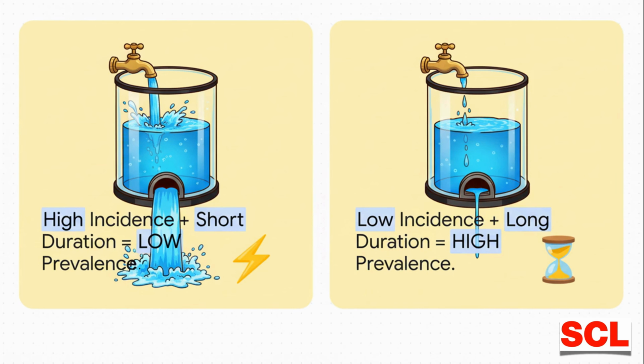Think about cholera. You might have a super high incidence, a fast inflow of water, but it's a short illness, so the water drains out really quickly. That keeps the overall water level, the prevalence, low.